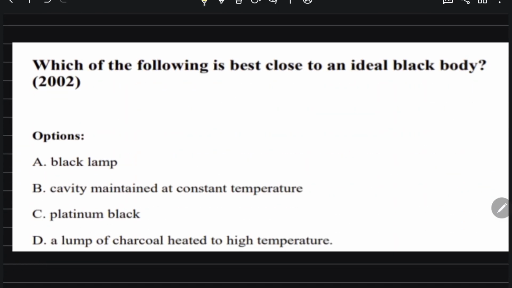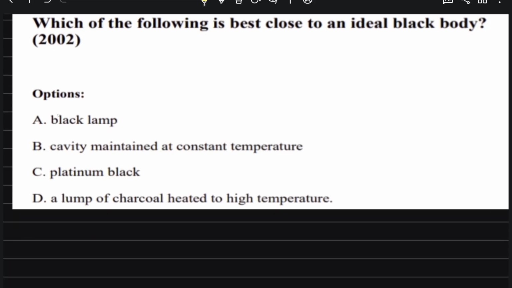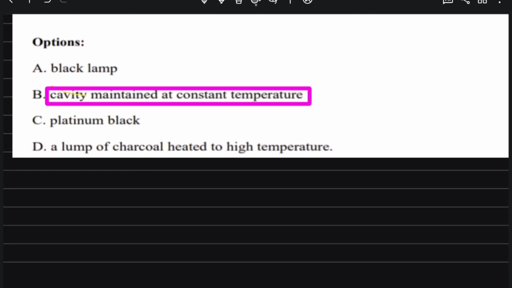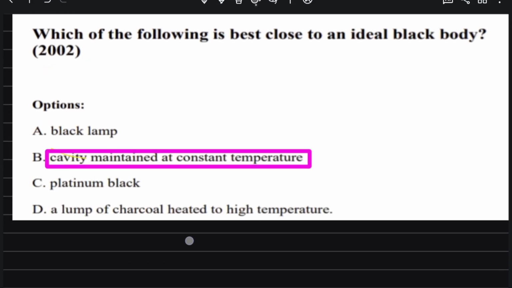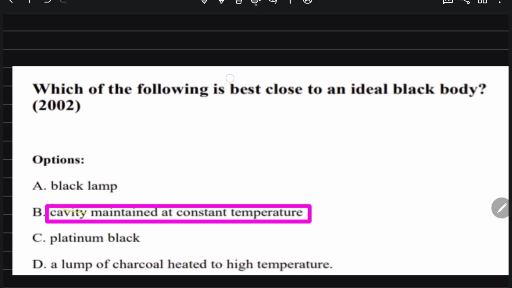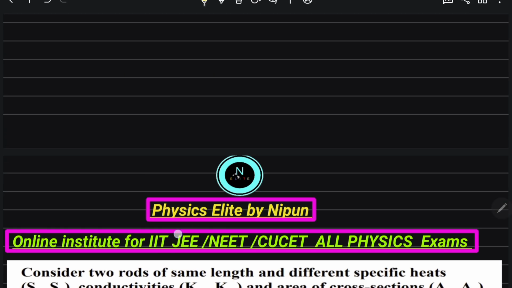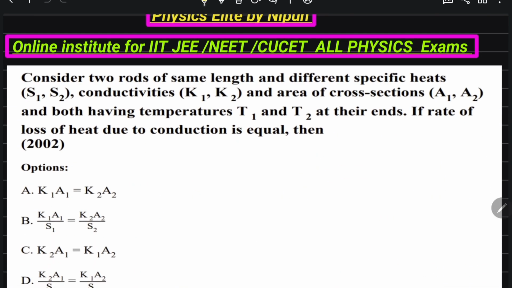This question is from 2002. Which of the following is the closest to an ideal black body? The options are a black lamp, a cavity maintained at constant temperature, platinum black, and a lump of charcoal heated to a high temperature. So a cavity maintained at constant temperature is the most ideal, the closest to an ideal black body. Now I proceed to the next question.